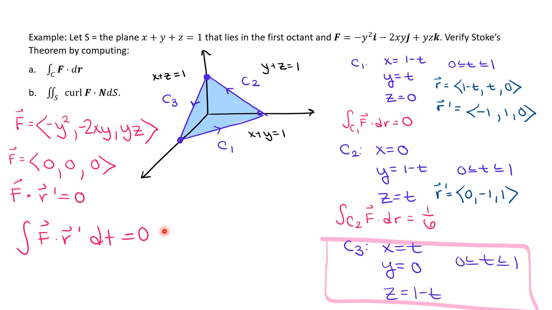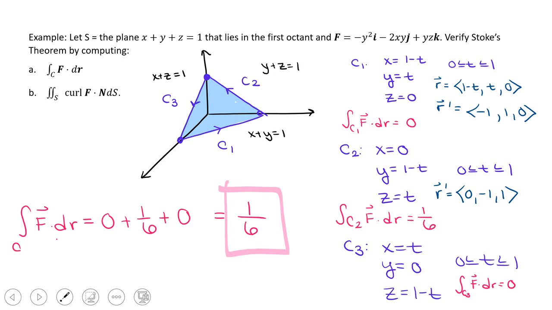Then finally, for my final answer, I'm going to add up all of these answers. So for C1 we got 0, C2 we got 1/6, C3 we got 0. Add them all up, and the final answer is 1/6. So what we've done right here is integrate a vector field over a closed path in 3 dimensions. The path is oriented in a positive direction, which means counterclockwise.